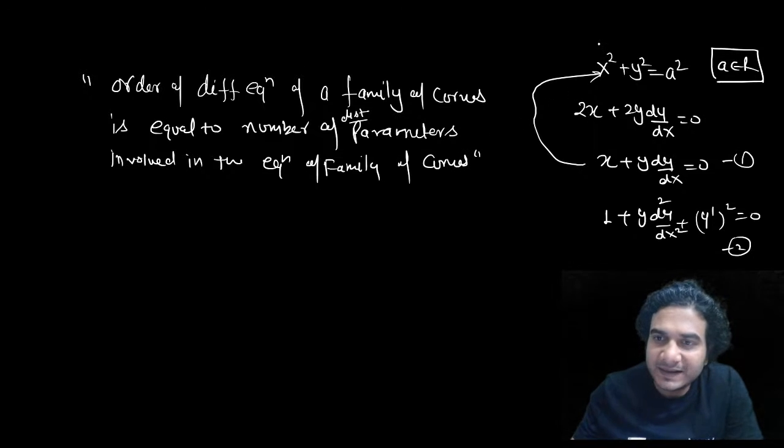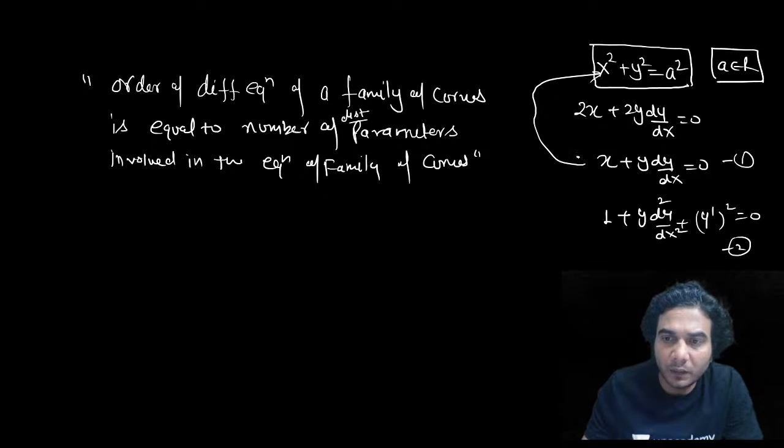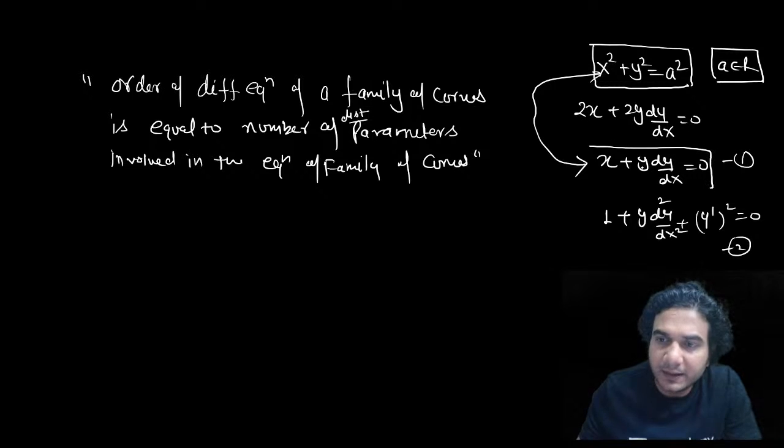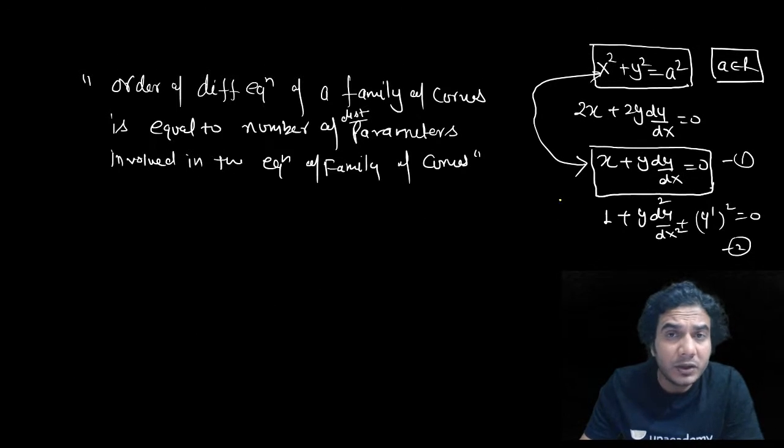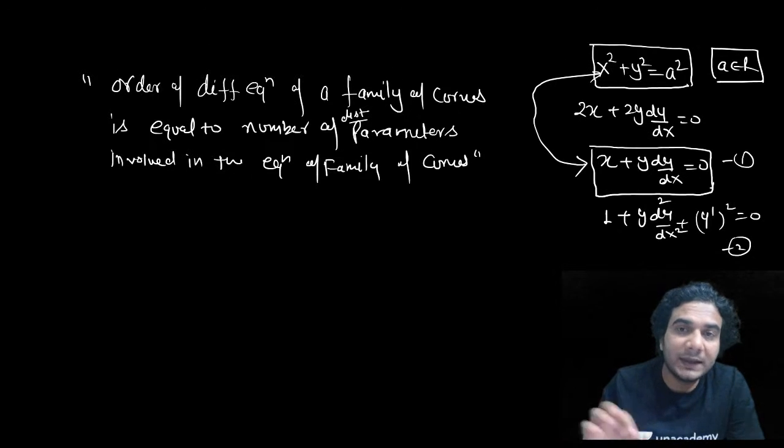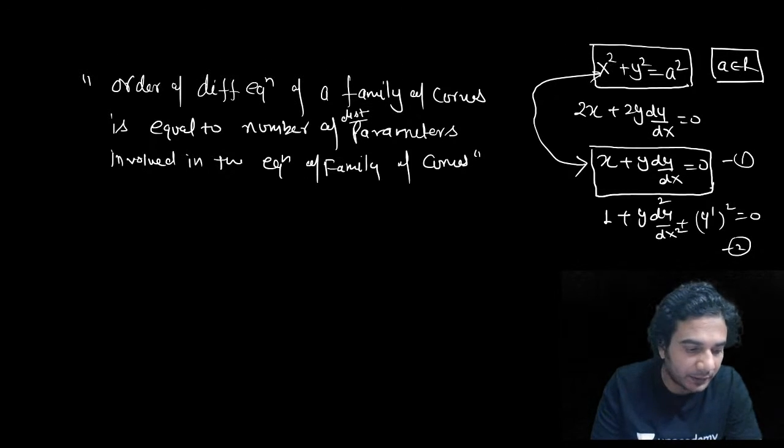So now you can see in this equation, it has only one parameter, so its order of differential equation should be 1. That means you need to differentiate it once, and after differentiating it, you need to eliminate that parameter. That parameter is already eliminated. So the first one is the differential equation. You can't differentiate it twice. If you're differentiating it twice, and you are saying that the second is the differential equation.